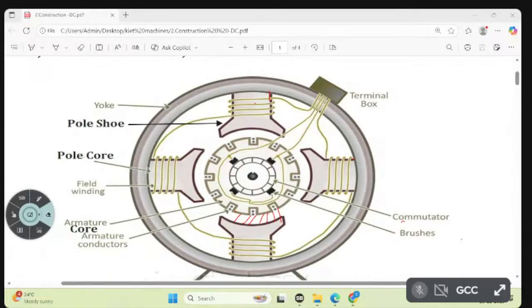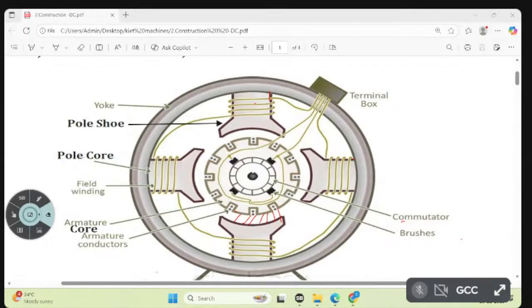Pole and pole shoe. What is the function of the pole? It will deliver the flux or absorb the flux. What is the function of the pole shoe? It will distribute the magnetic field equally to the conductors. This pole and pole shoe are fitted to the yoke, the outermost part. Riveting is the technical word, so they are riveted to this yoke.